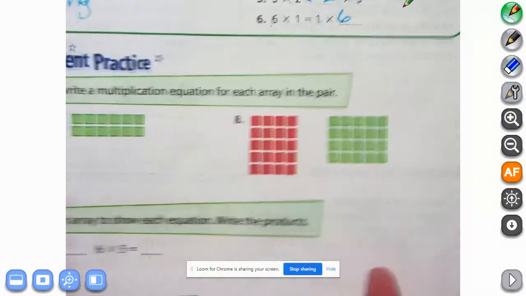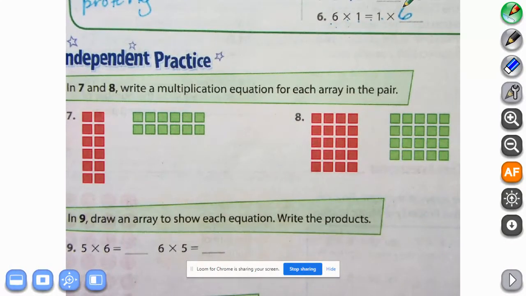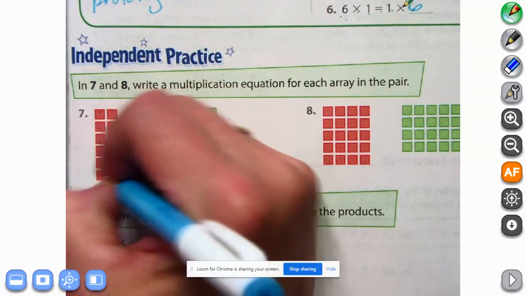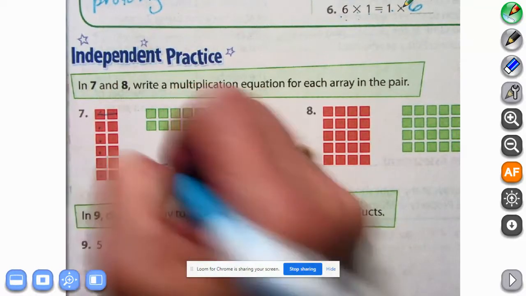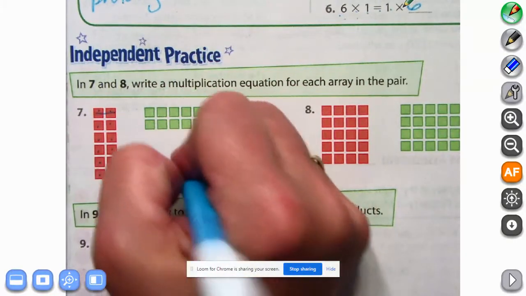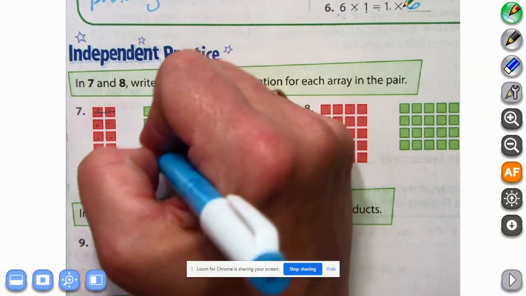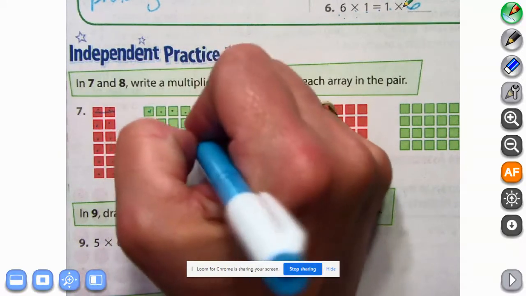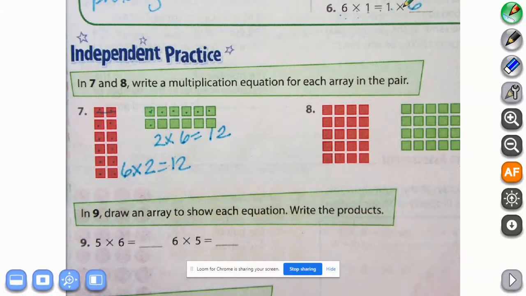Okay, we're going to go to number 7 and 8. It says write a multiplication equation for each array in the pair. So I'm going to look here. 1, 2, 3, 4, 5, 6 groups of, how big are the groups? 2. 2, 4, 6, 8, 10, 12. Okay, let's go to this one. We have 2 groups of 6. Okay, 2 times 6 is 12 and 6 times 2 is 12.